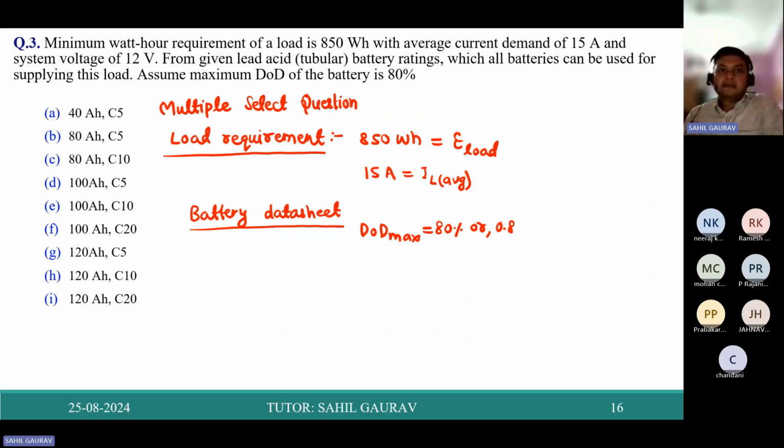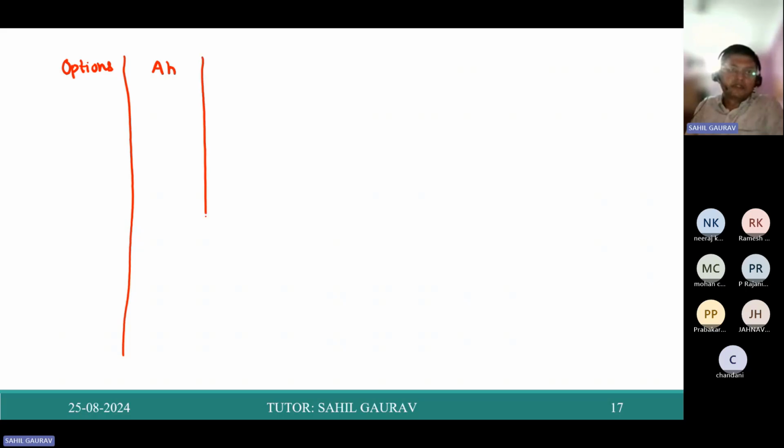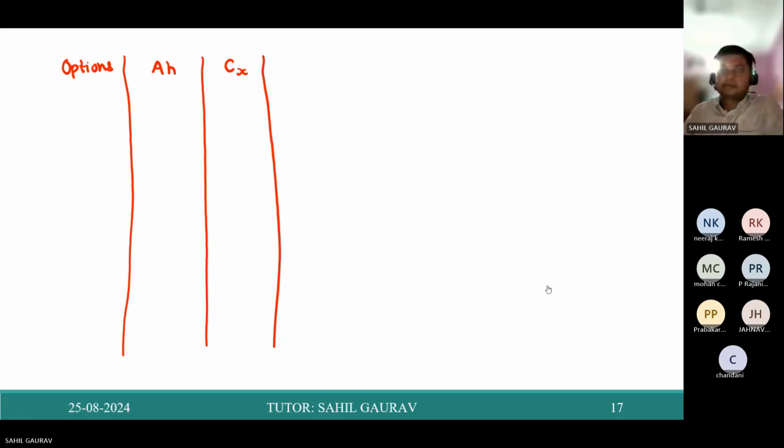By selecting the battery, we have to satisfy the load. So this amount of energy the battery should provide, and this amount of current the battery should provide. So let us make one table. First, we write the options, and then the ampere hour capacity given for the battery, the rated capacity, and then the watt hour that the battery can provide. Since the maximum depth of discharge is 80%, it will be multiplied by 0.8 into ampere hour, and the battery voltage is 12 volt because the system voltage is given as 12 volt.